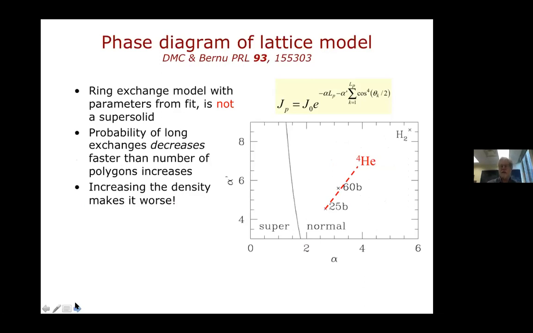Well, I didn't show you the results, but basically we showed that you can make a model like this, where this is the action or the probability of a path, and you have a term which is proportional to the length of the path, and you have a term which is proportional to how many kinks you put into the path. So you have alpha and alpha prime, 2 parameters that we calculated for helium-4, and we were able to show that this is the superfluid or supersolid phase over here. This is the normal phase, and helium is definitely in the normal phase.